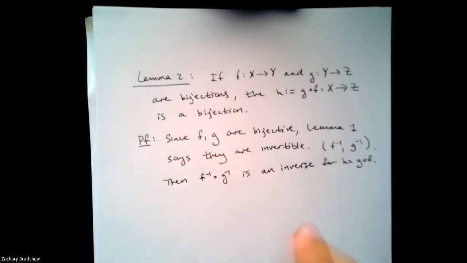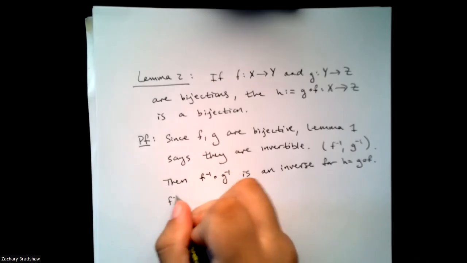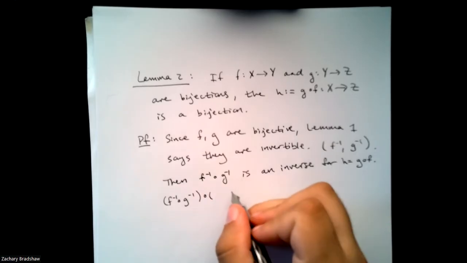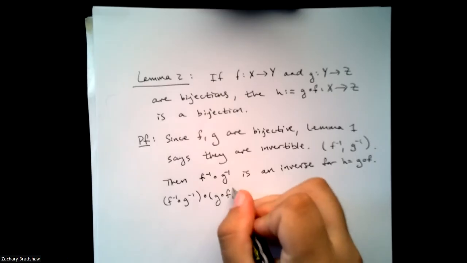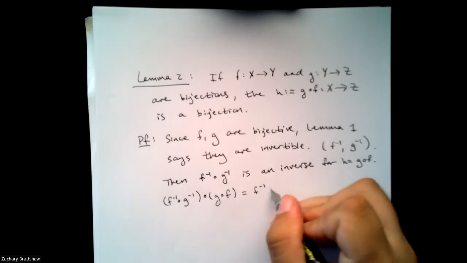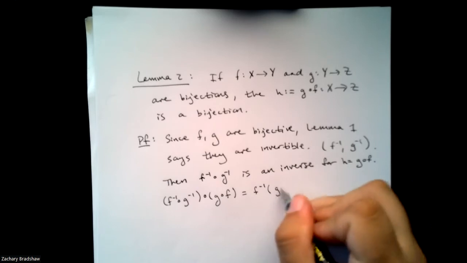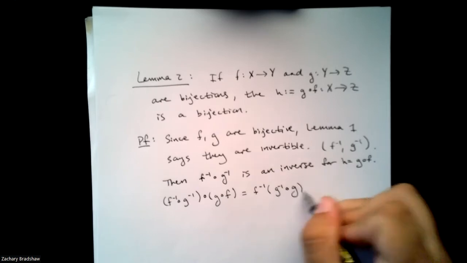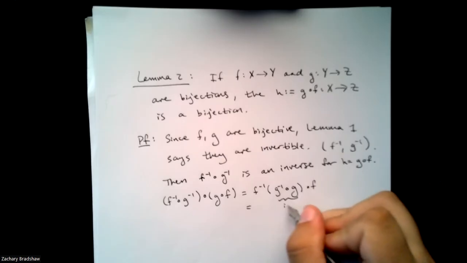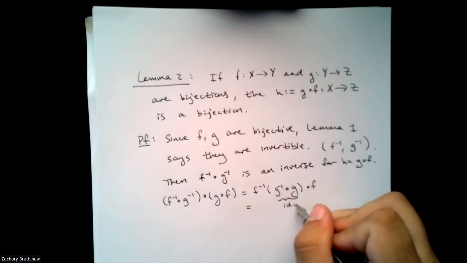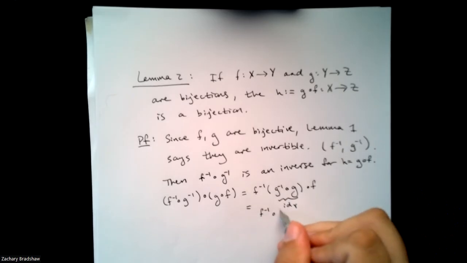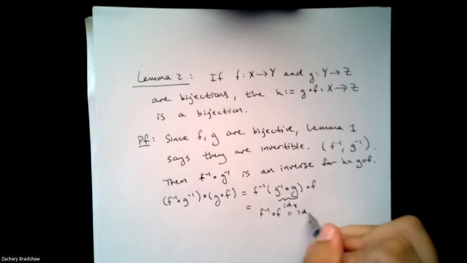Okay, so to see that this is true, well, we just compose f inverse of g inverse on the left with g of f. And how does function composition work? Well, it's associative. We can just move this parenthesis around. So g inverse of g, this is the identity on Y. And so we're left with f inverse of the identity. The identity does nothing. So this is just f inverse of f, which is the identity on X.